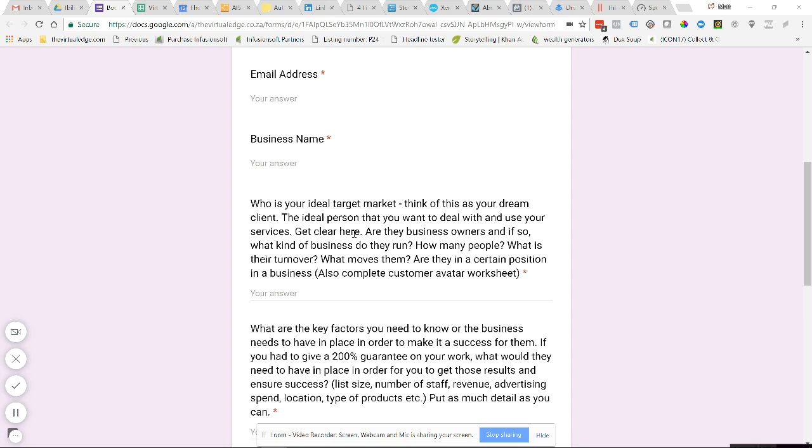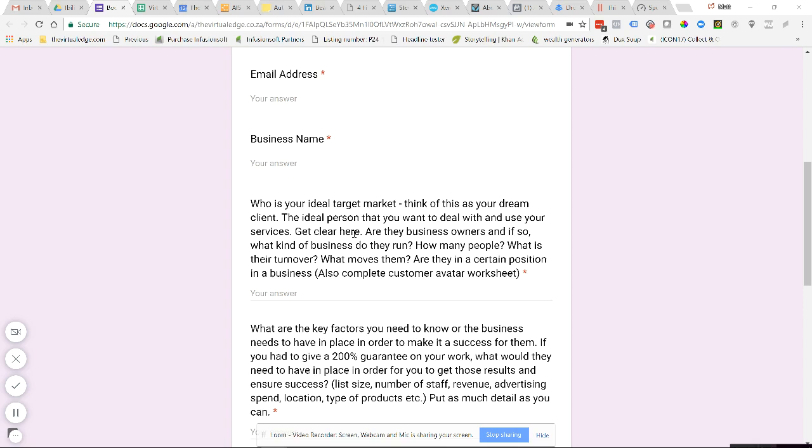And what we're looking for here is their psychographics and their demographics. So in terms of your ideal target market, are they business owners? If so, what kind of businesses do they run? Do they fall in a specific niche? How many people do they need to have in their business that are relevant to what you're selling them? What is their turnover? What moves them? Are they in a certain position in their business, right?